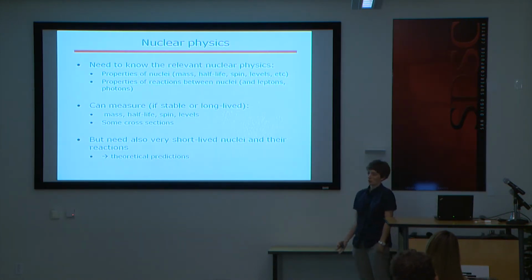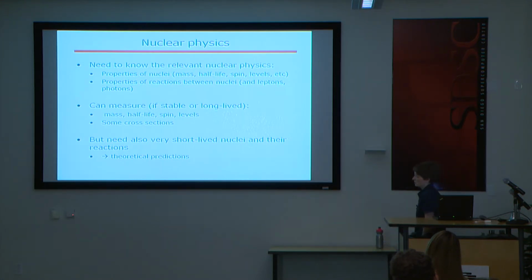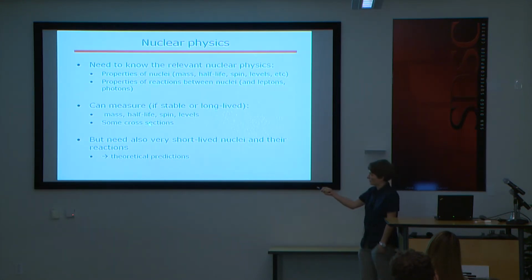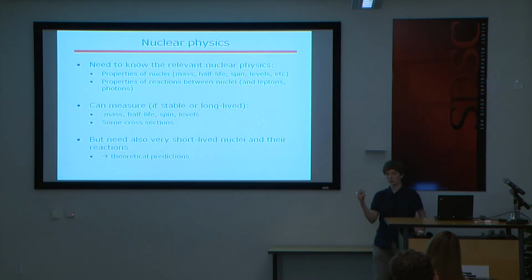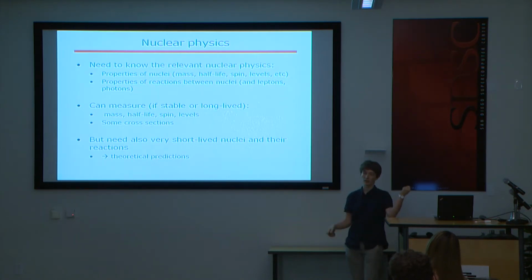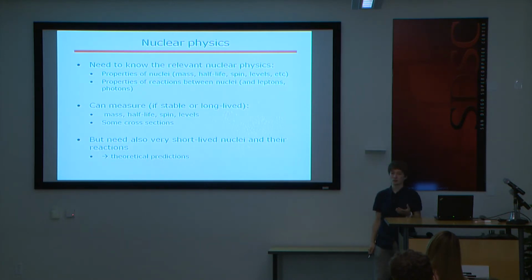And ideally, we want to measure all of these quantities. So we can measure specifically for stable nuclei or long-lived nuclei their mass. We can measure half-lives. We can measure some spins and levels. So we can measure some cross-sections. For example, any reaction that has protons plus a nucleus: if it's a stable nucleus, we can build a target out of that nucleus and shoot protons at it, or we can use hydrogen gas as a target and, as long as it's long-lived, shoot a radioactive isotope at it and measure the cross-section for that isotope plus protons.